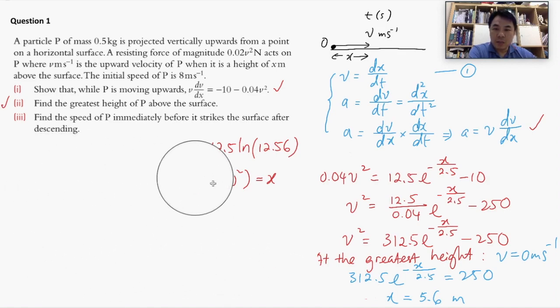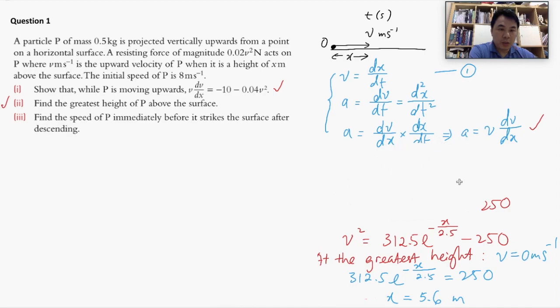Okay, next, number 3. Let's see what we have for number 3. I might just want to clean this up. Hold on, I think I accidentally cleaned the other part there. Okay, here we are. Number 3, find the speed of P immediately before it strikes the surface after descending. So find the speed immediately before it strikes the surface.